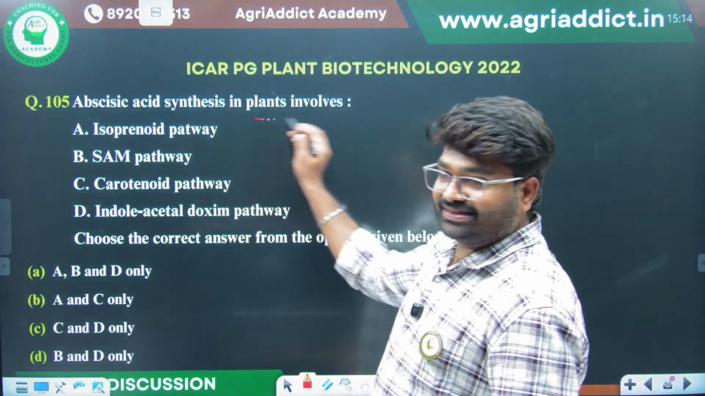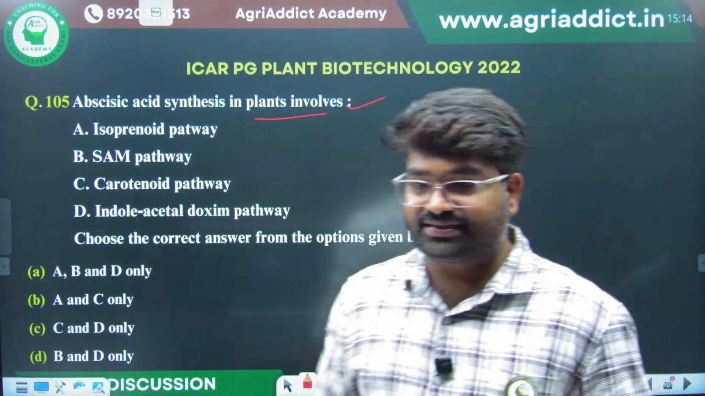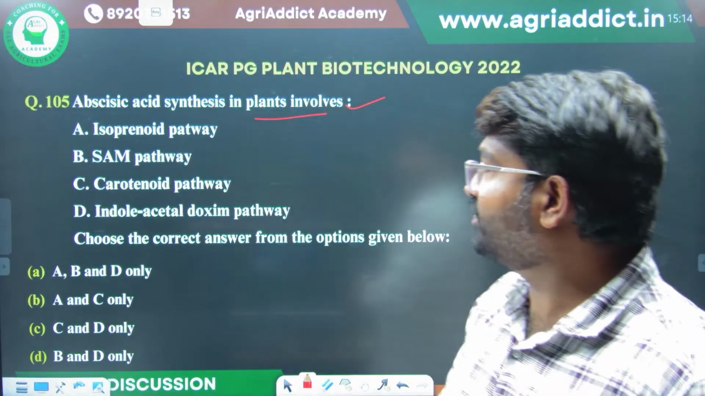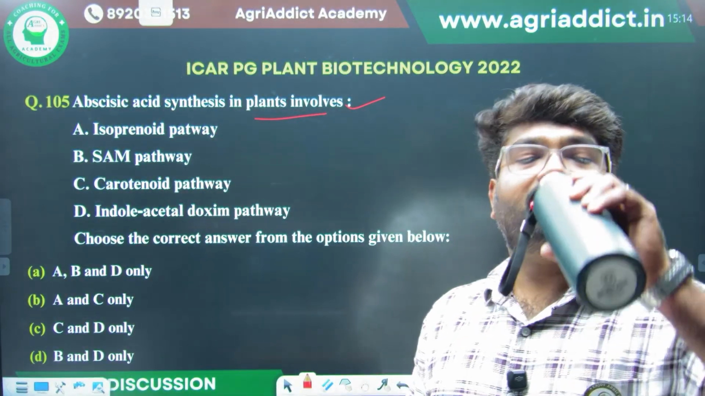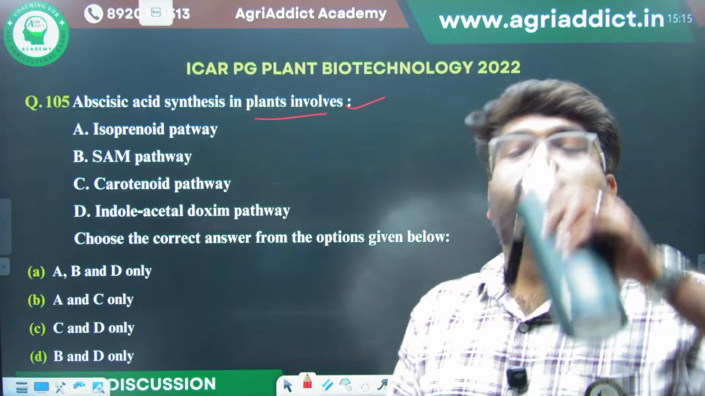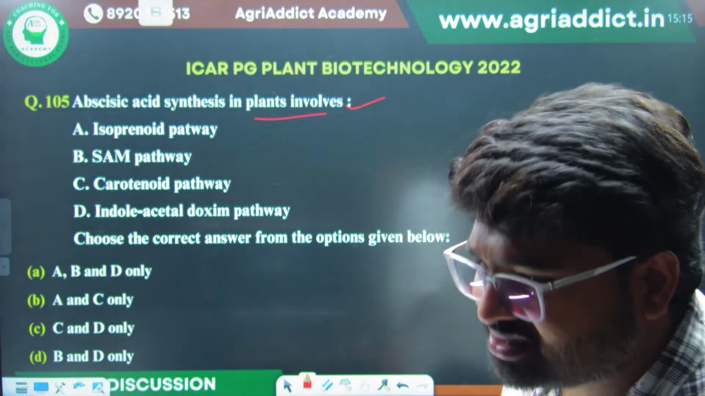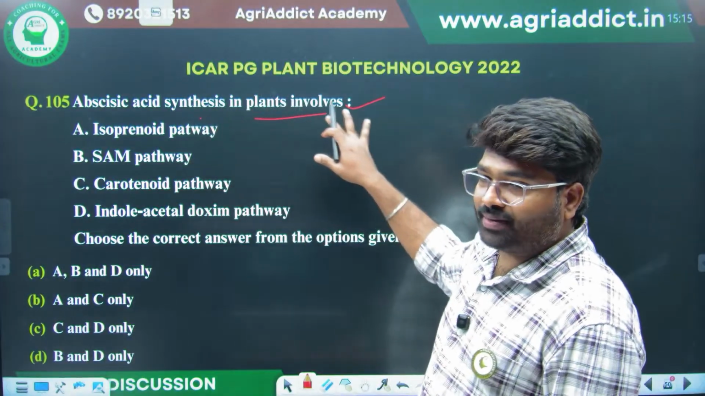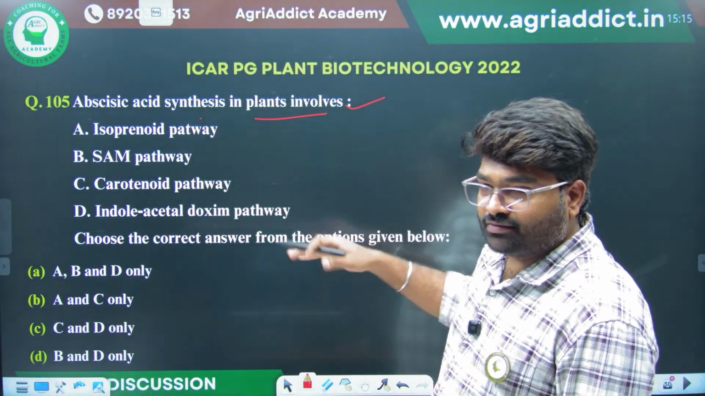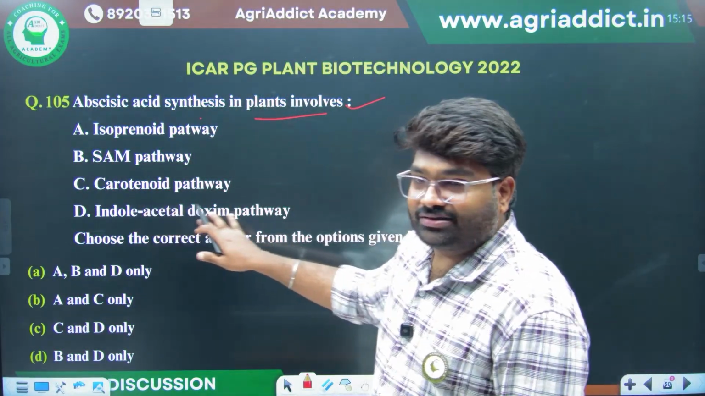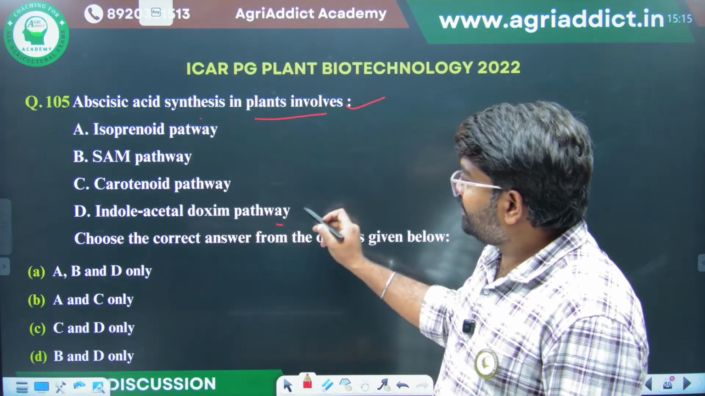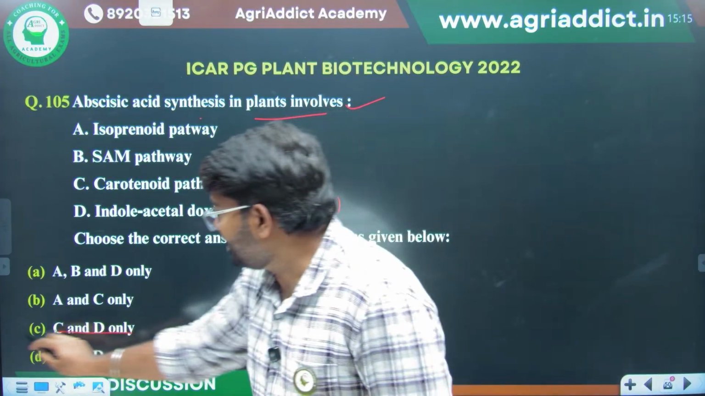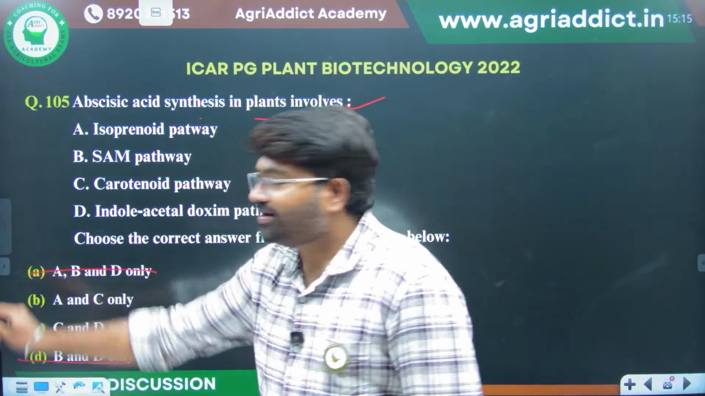Abscisic acid synthesis in plants involves what? Isoprenoid pathway, SAM pathway, carotenoid pathway, IAA pathway. This is another simple question. Indole acetaldehyde pathway will be involved in IAA synthesis, so wherever D is coming, that will not be the answer. Easily we can eliminate the options.